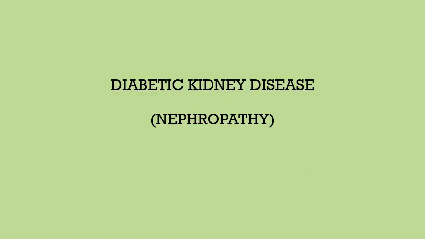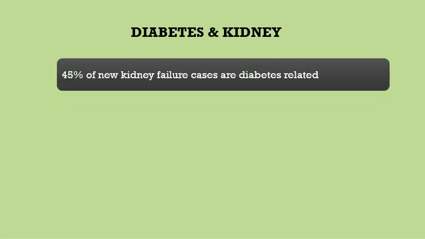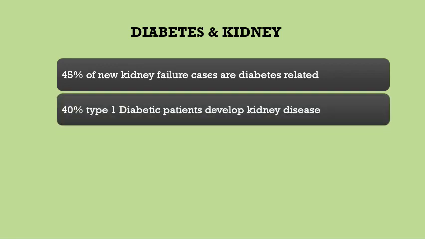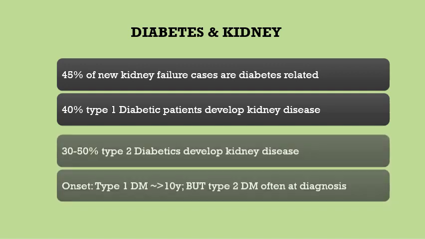So diabetic kidney disease, or diabetic nephropathy, is important because it's quite common. Diabetes is the leading cause of end-stage kidney disease, leading to dialysis in the world. Half of new cases of kidney failure are from diabetes. 40% of patients with type 1 diabetes will have some kidney disease at some point, and almost half of type 2 diabetes patients will also have CKD, or chronic kidney disease.